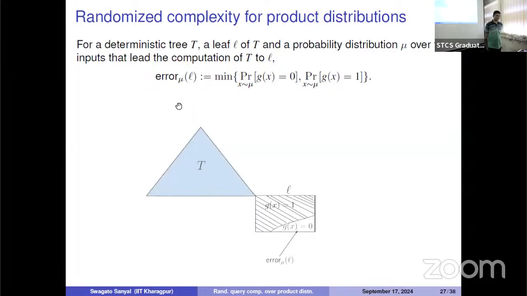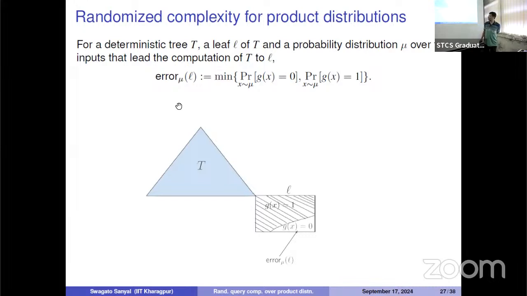Let's say capital T is a deterministic decision tree, and L is a leaf of T. Every string leads the computation of T to some leaf. So let's consider the strings that lead the computation of T to L, and identify the set of those strings with L. Then let's say mu is a probability distribution that's supported on L.